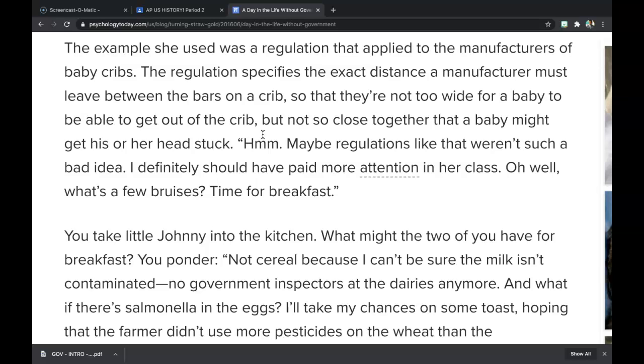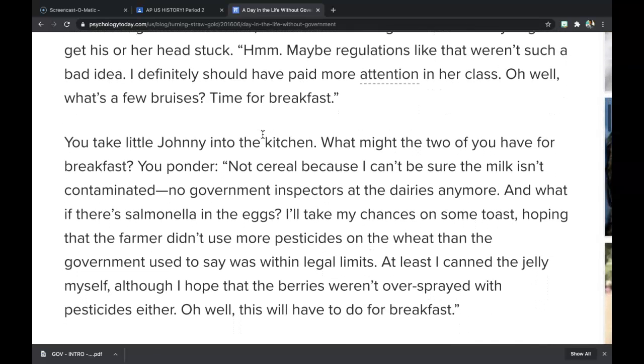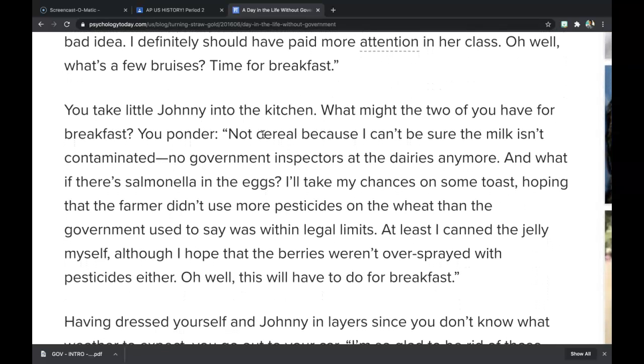The regulation specifies the exact distance a manufacturer must leave between the bars on a crib, so that they're not too wide for a baby to be able to get out of the crib, but not so close together that a baby might get his or her head stuck. Maybe regulations like that weren't such a bad idea after all. I definitely should have paid more attention in her class. Oh well, what's a few bruises?